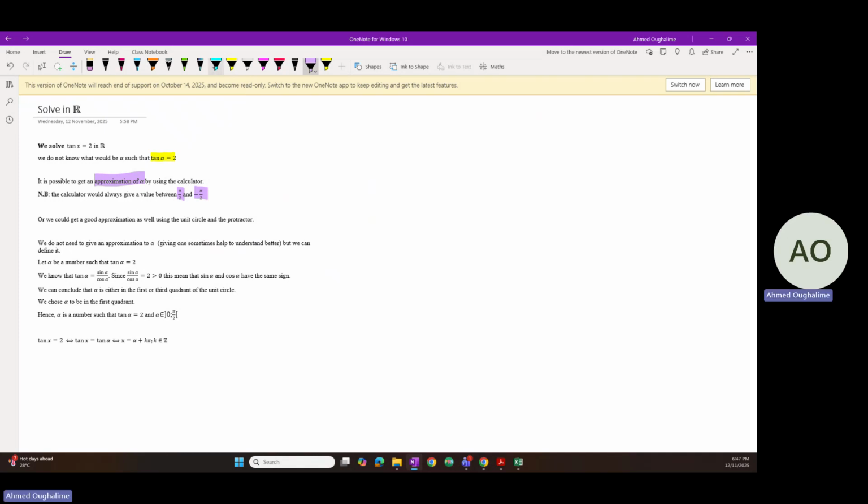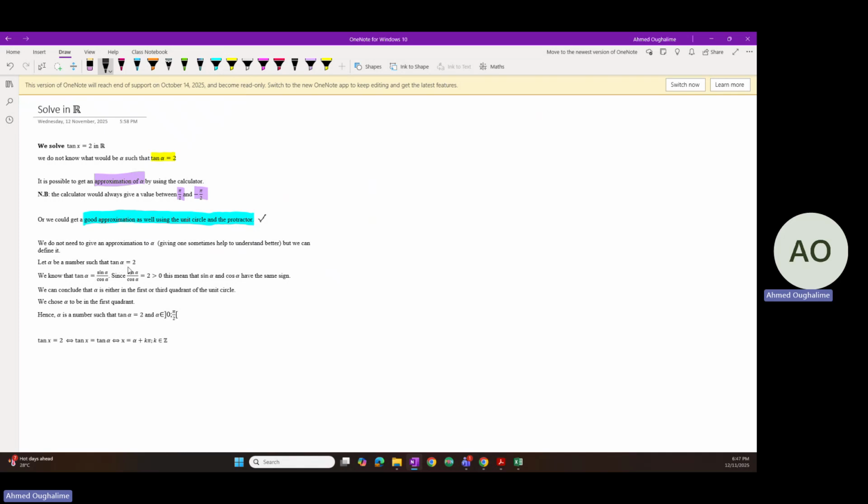The second option is to get a good approximation using the unit circle and the protractor. We are going to discuss this when we solve in some interval. We'll talk about this again. To do the job, I don't need to give an approximation actually. I just need to define what alpha is, because it is not some special value.